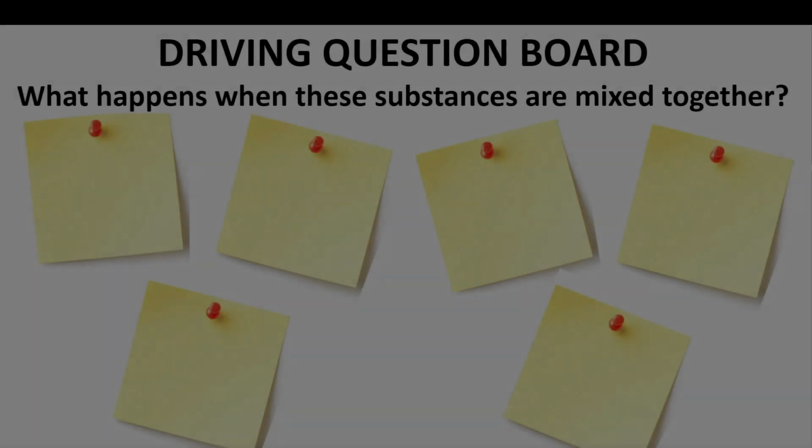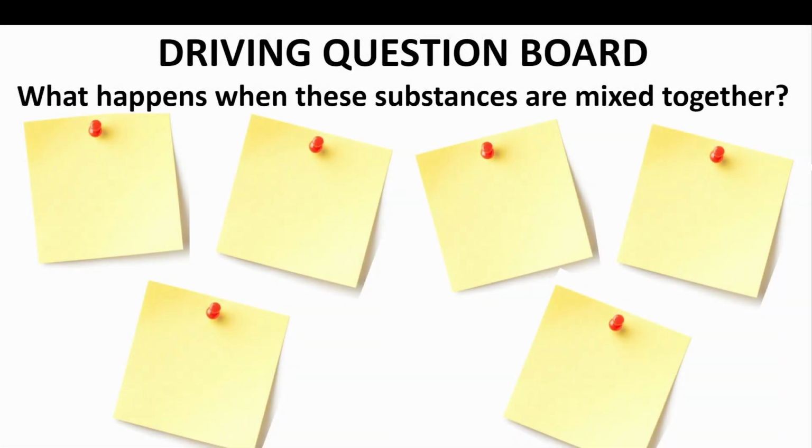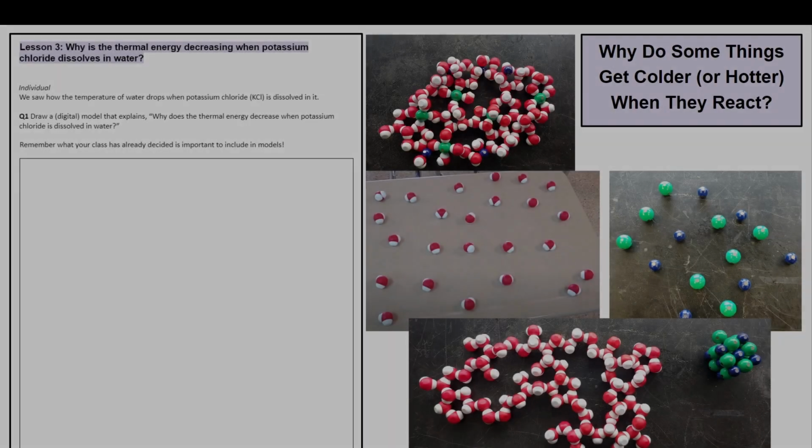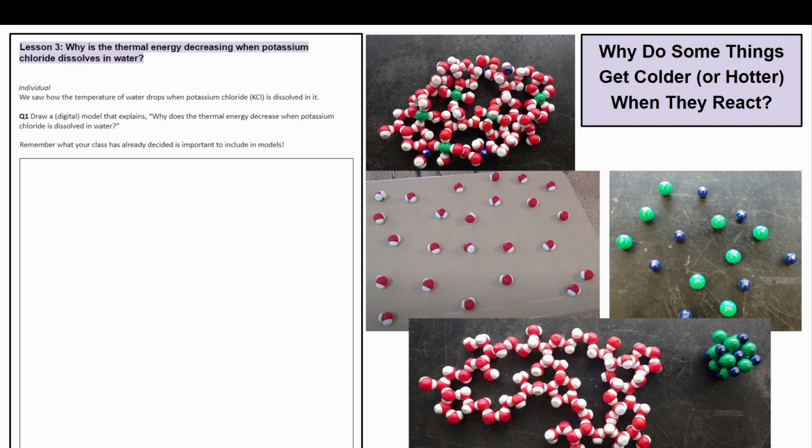What is also helpful is that these storyline lessons really emphasize driving question boards. What you're seeing here are the 6 questions that my students came up with at the end of lesson 1. We are processing now these questions as part of lesson 2 to see what questions are remaining, what new questions are coming up that we will take with us for lesson 3. A sneak peek to lesson 3 is where students, after working in groups and discussing things as a class, are able to individually create a digital model of the solvation of potassium chloride in water.